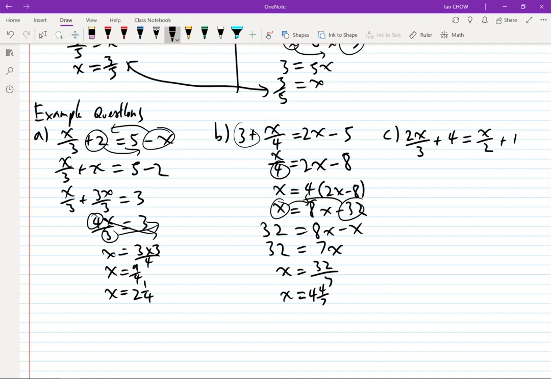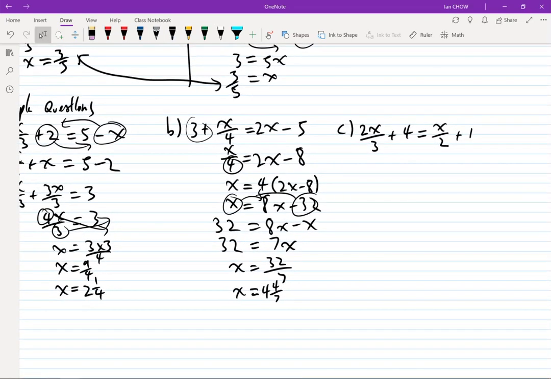Last question, C. This one is a little bit tricky. So I would use the first method for this one. I'm going to send x over 2 to this side. So what happens is we have 2x over 3 minus x over 2 is equal to 1 minus 4. I'm going to send the 4 to the other side.